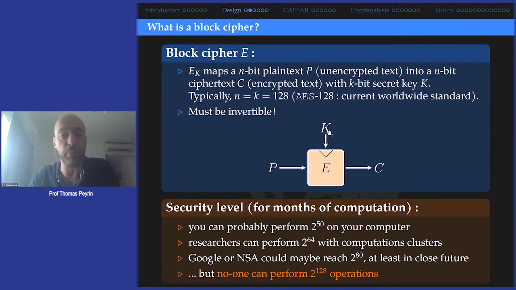The key size is very important because this is what defines your security level. If you use 128 bits and your cipher is secure, you're going to have to perform 2 to the 128 operations to find the key. And hopefully this is impossible.